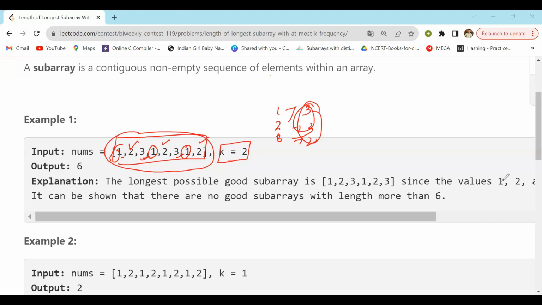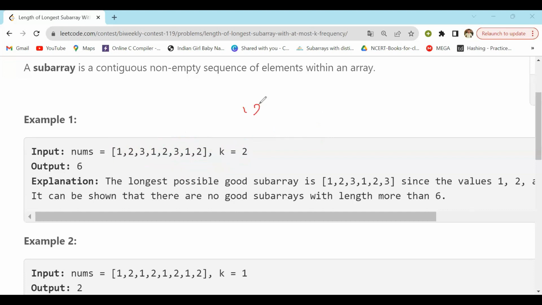Brute force, we can iterate on all the subarrays, right? Just one, two subarray. We can iterate, then we can check whether it is good or not. So to check, we need O of n time, right? We can iterate, count the frequency of each element, then check whether the frequency of each is less than or equal to k. If it is less than or equal to k, that subarray is a good one. So we can do this for all the subarrays.